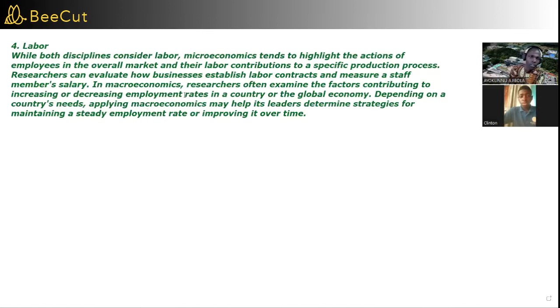In macroeconomics, researchers often use this to examine the factors contributing to increasing or decreasing employment rates in a country or to study the global economy. So depending on the country's needs, applying macroeconomics may help its leaders to determine strategies for maintaining a steady employment rate and improving it over time.